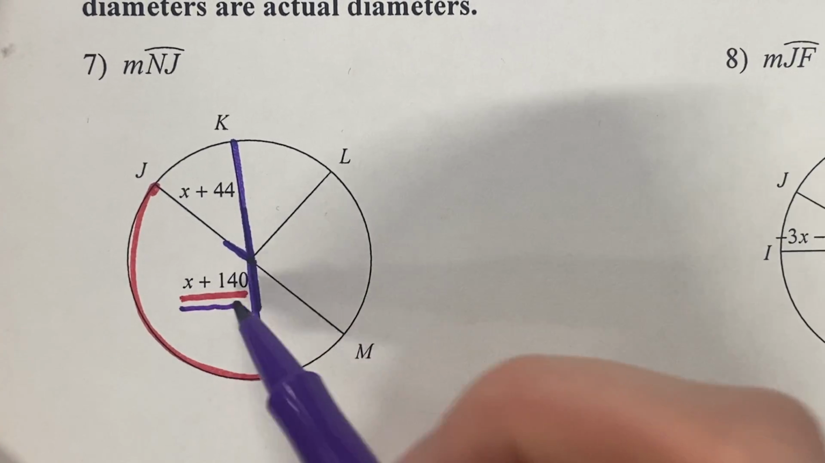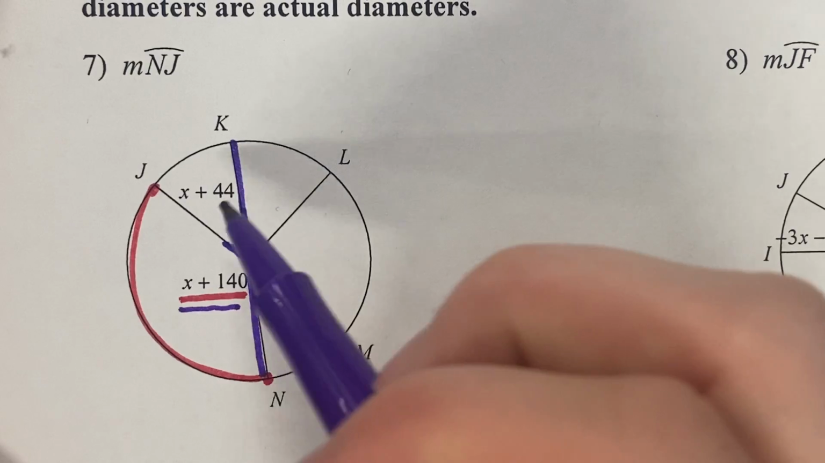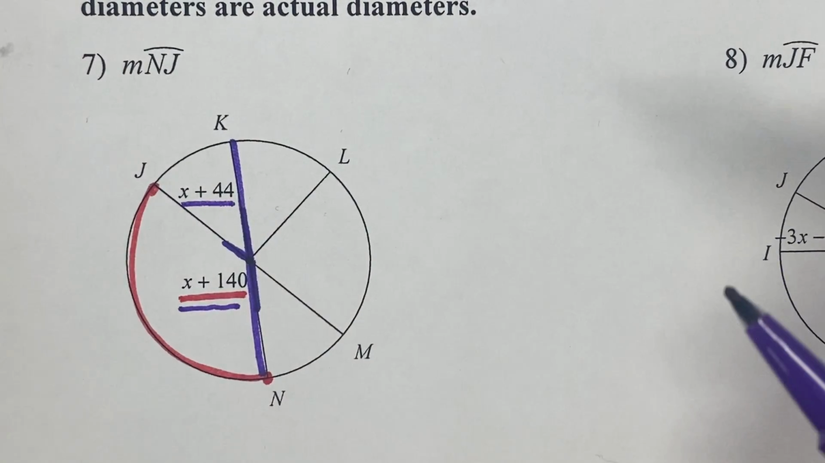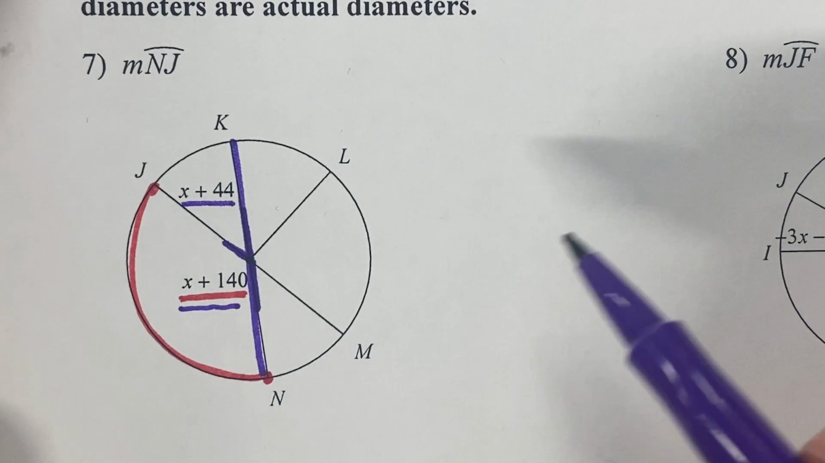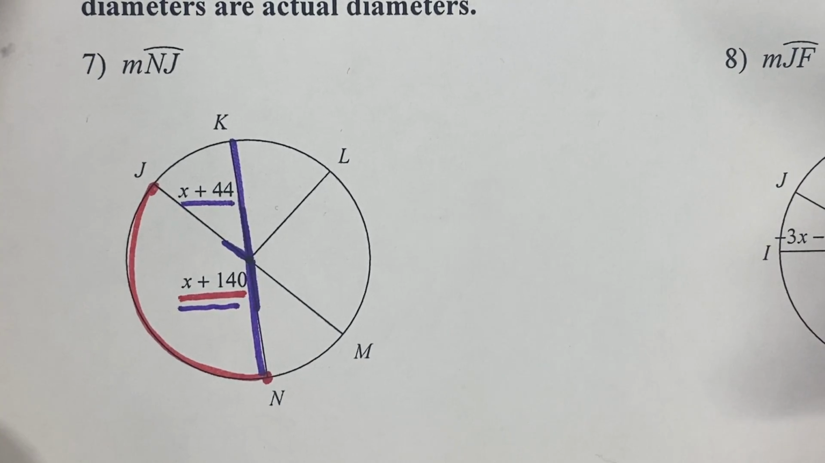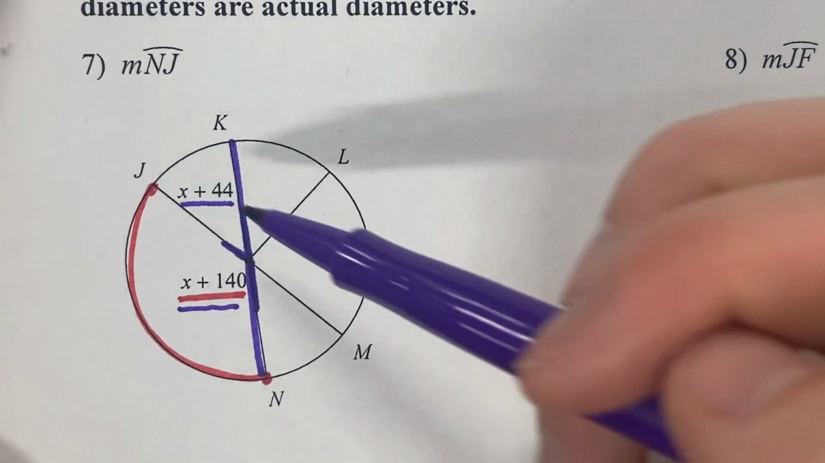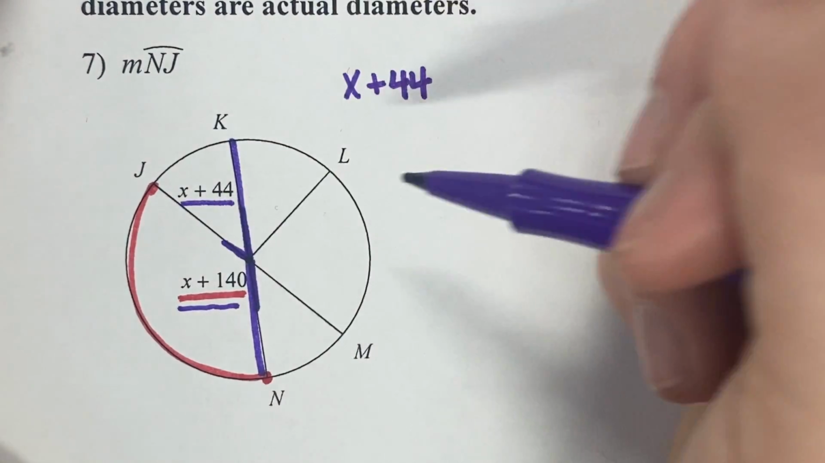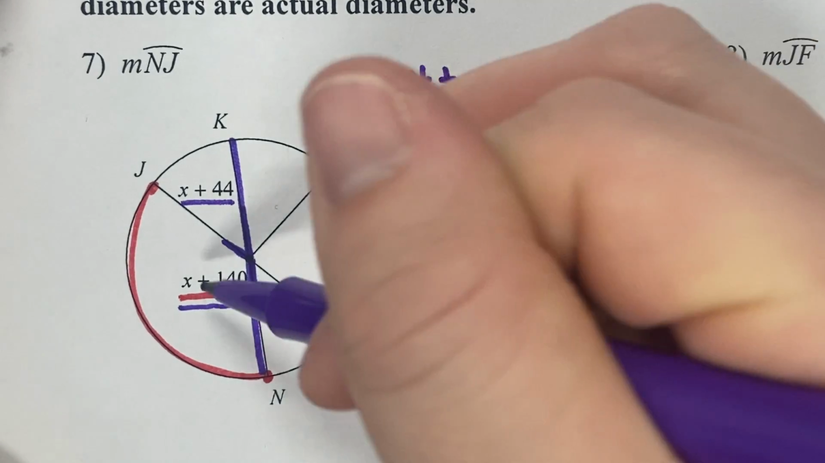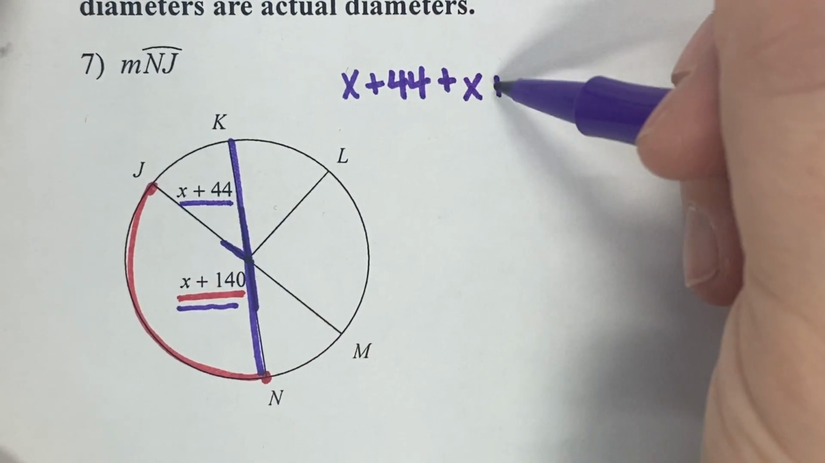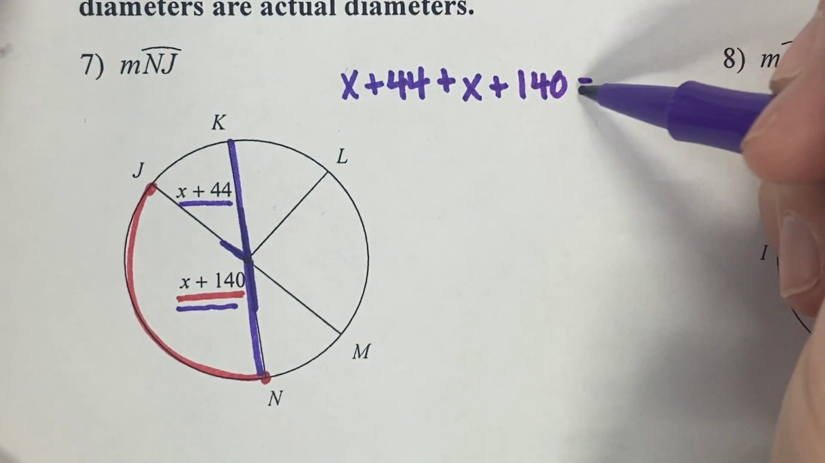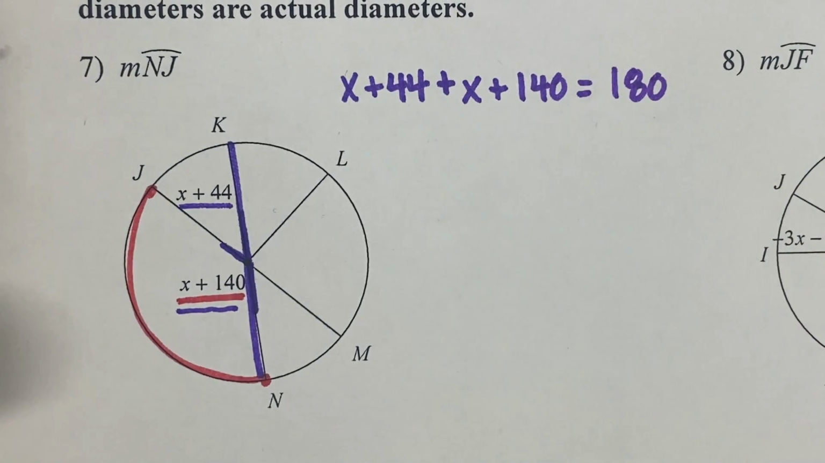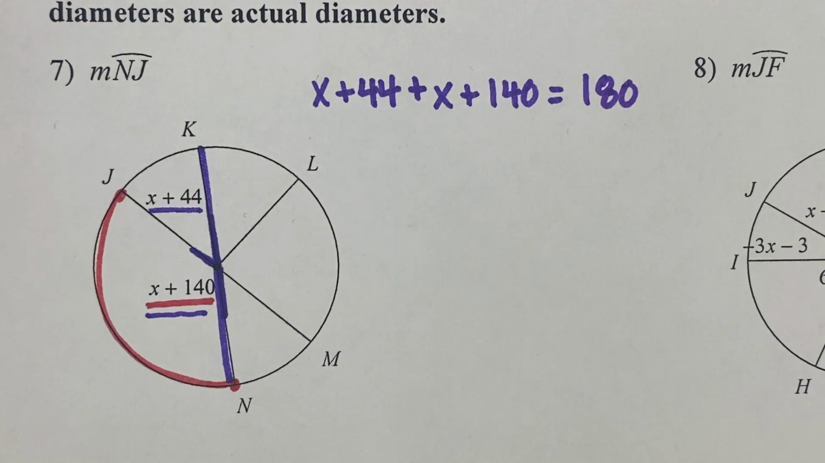So now we can take this one, which is what we're going to look for, and the other one, add them together, set it equal to 180, and solve for x, which is going to help us find the actual measure of that arc. Okay, so let's go ahead and do that. So I have x plus 44, that angle, plus my other angle, x plus 140, is all equal to 180. Those two angles added together create that diameter, so they equal 180.